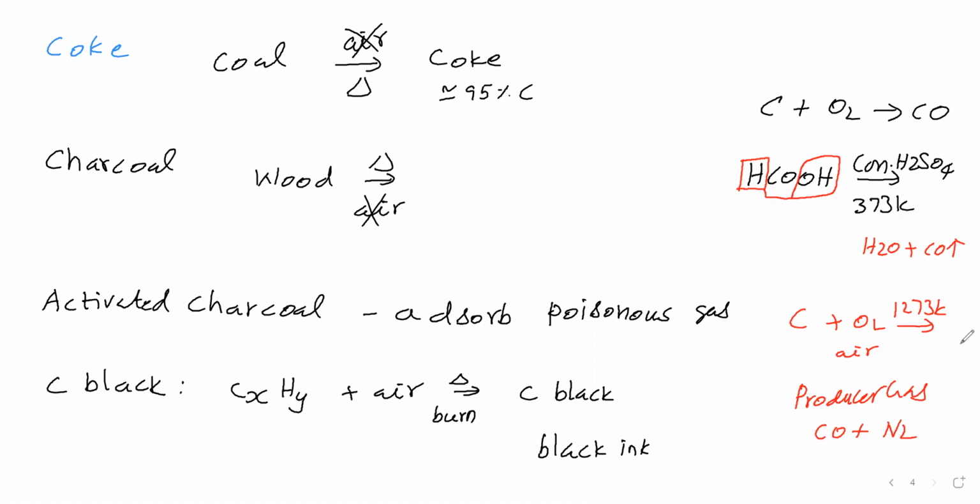Then what are the properties of carbon monoxide? That we'll see. Carbon monoxide is colorless, odorless, and it is insoluble in water. This carbon monoxide is a neutral oxide. It is neither acidic nor basic.